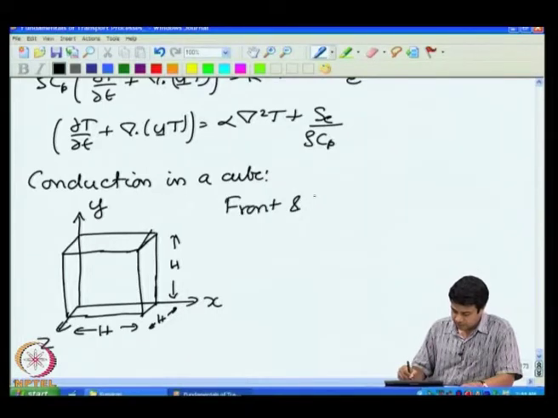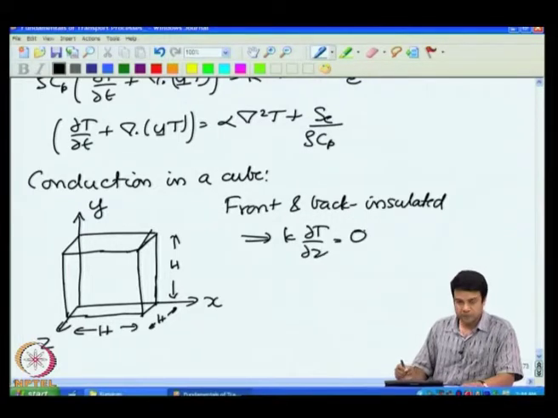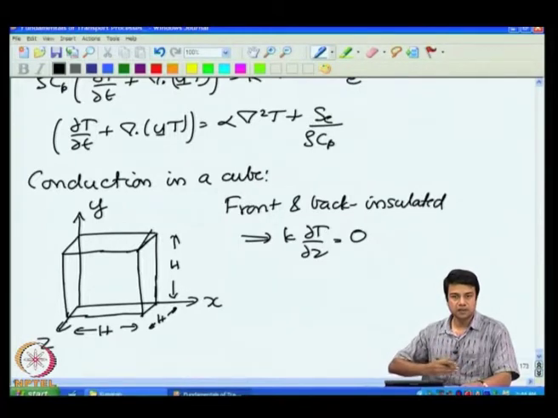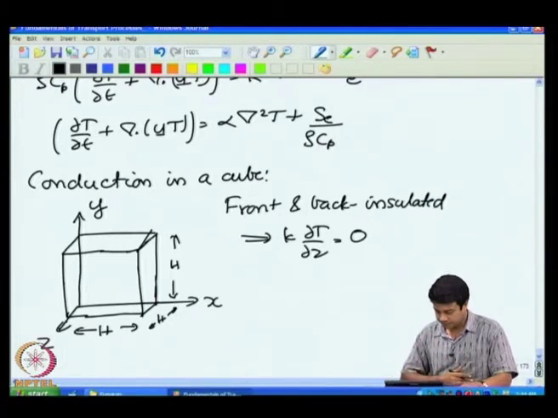Front and back insulated, which implies that k times dT by dz is equal to 0 at these surfaces. The variation of temperature with respect to the z coordinate times the thermal conductivity gives you the flux at the front and back surfaces. Since the front and back surfaces are insulated, there is no net flux at these two faces.